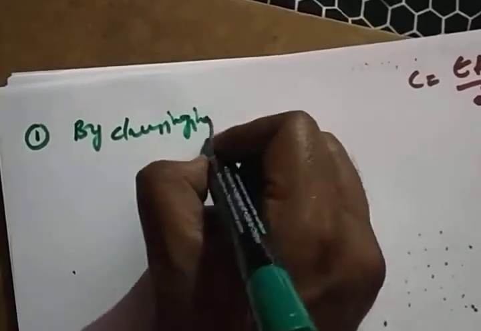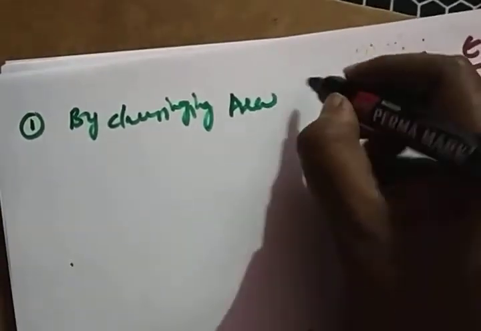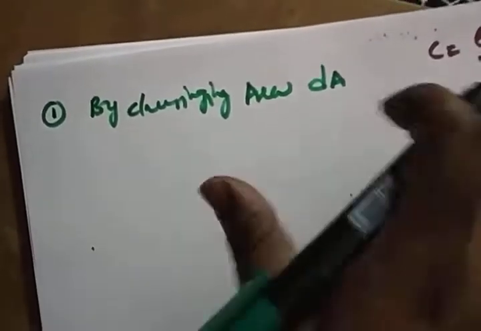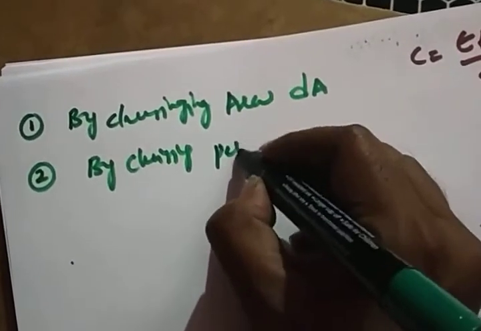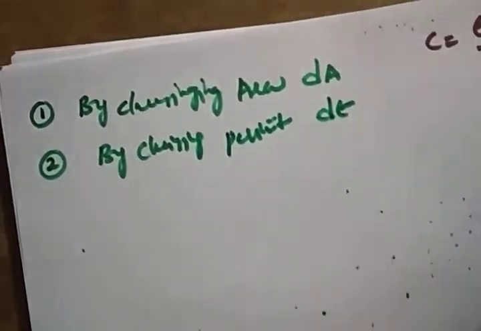I'll write the formula here: C is equal to epsilon A by D. How can you change the capacitance? From the formula itself you can write it out. The first point: by changing the area, that is dA, the capacitance can be changed. Second point: by changing the permittivity, d epsilon, your capacitance will be changed.